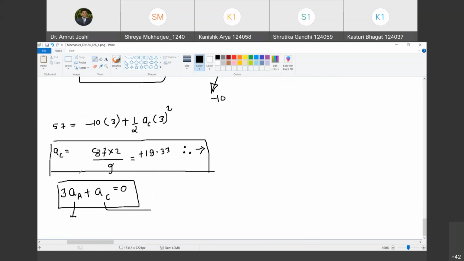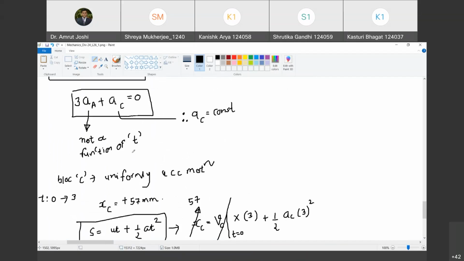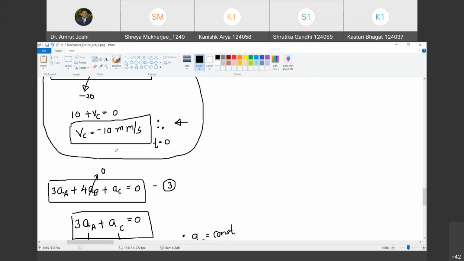So what do we get? 3AA plus 19.33 must be equal to 0. So what is the value of AA? Tell me. So minus 6.44. What is the unit? Here we also did not write the unit. Millimeter per second square. Are you with me? Yes, sir. Mm per second square. For velocity also we have to write down the unit. Hopefully we have written it. Yes.